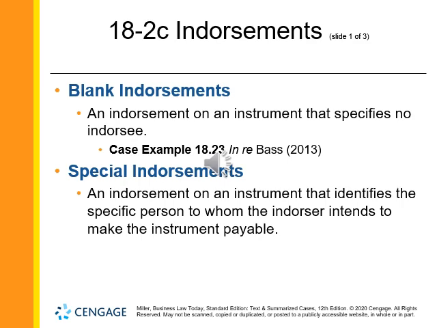A special endorsement is an endorsement that indicates the specific endorsee to whom the endorser intends to make the instrument payable. Thus, you'd have an instrument that says payable to John Doe. John Doe could then sign an endorsement saying payable to the order of X, and that endorsement then makes the instrument only payable to X.